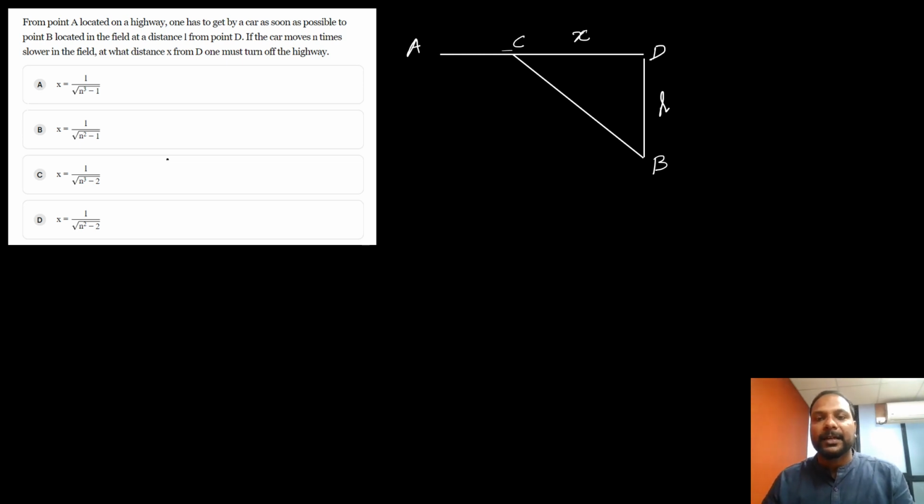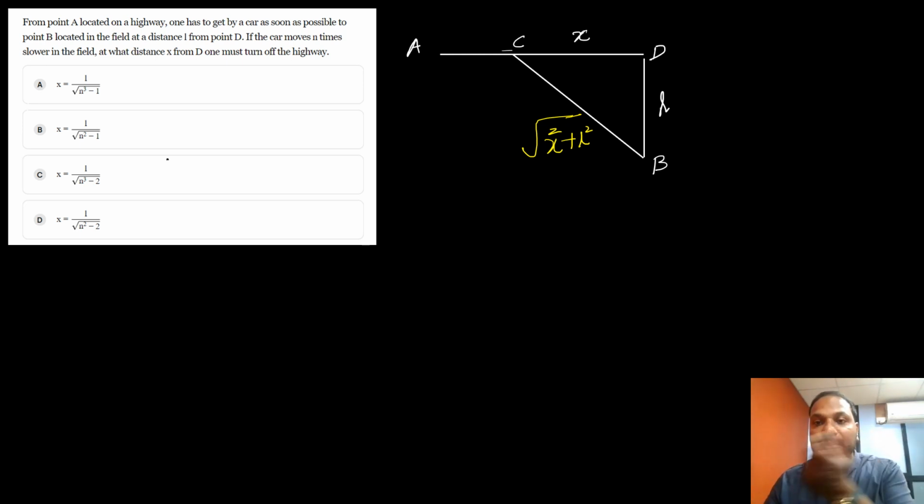So now I have to come from A to C, then from C to B. From the figure you can see that h is the distance from C to D and L is the distance from D to B. So how can I calculate CB? Yes, we can use the Pythagoras theorem. So that will be square root of h square plus L square. Is it clear? So now I know the distance CB.